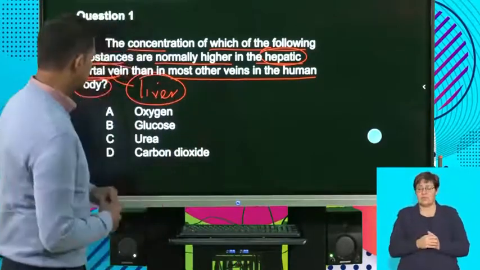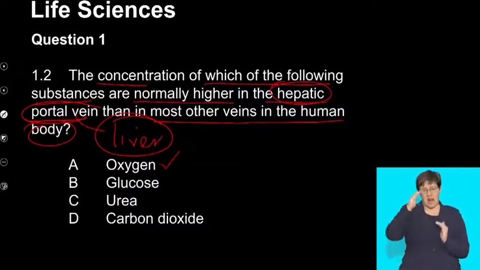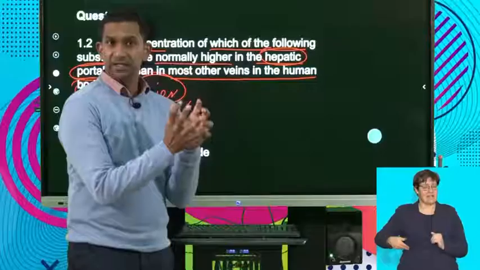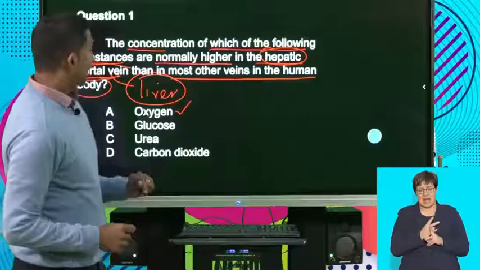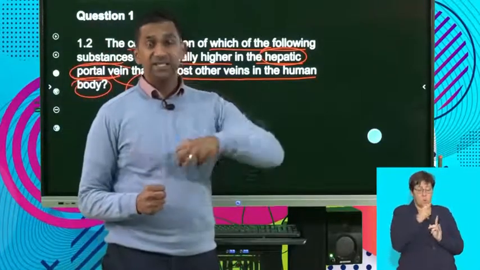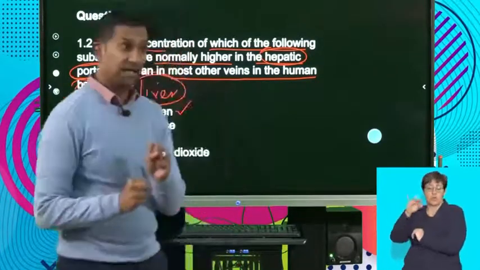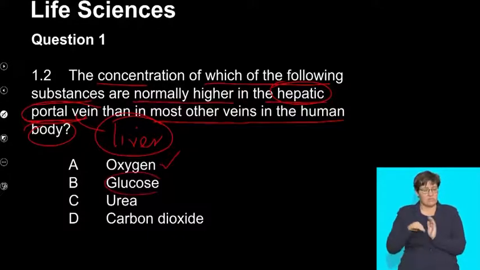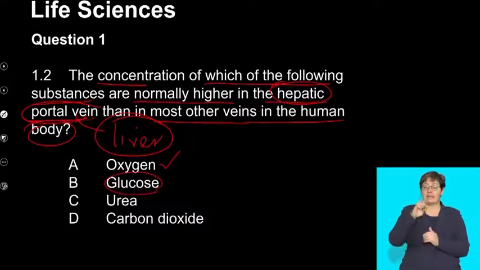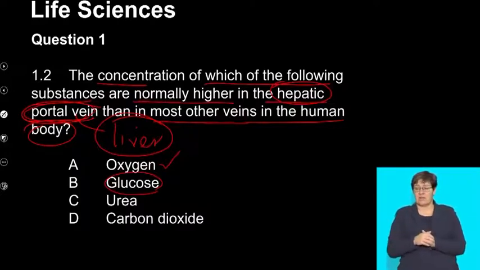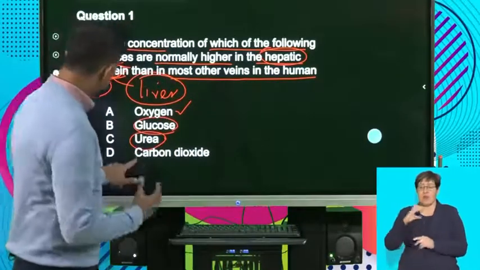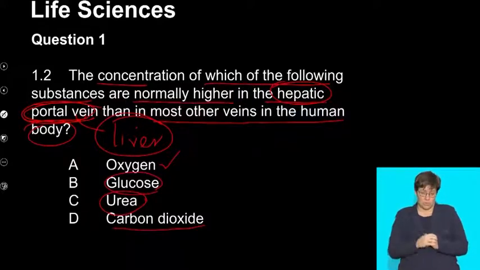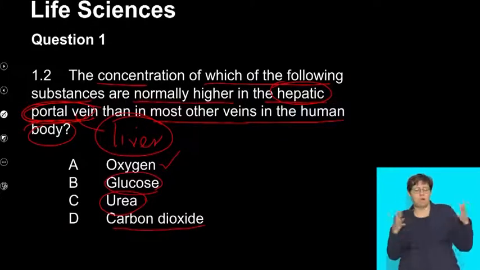So let's look at this. Oxygen, yes, there would be less oxygen because obviously the cells in the liver use some oxygen. Glucose, again, remember that the liver plays an important role in taking the glucose and storing it as glycogen. So yes, a large amount of glucose can be stored. Remember that this is the hepatic portal vein that we're talking about. And this would have a larger amount of urea. Remember that urea is a waste product that is produced. And finally, carbon dioxide.